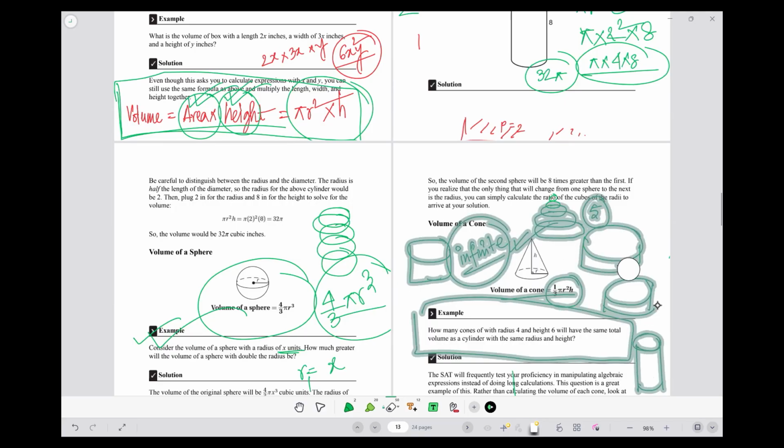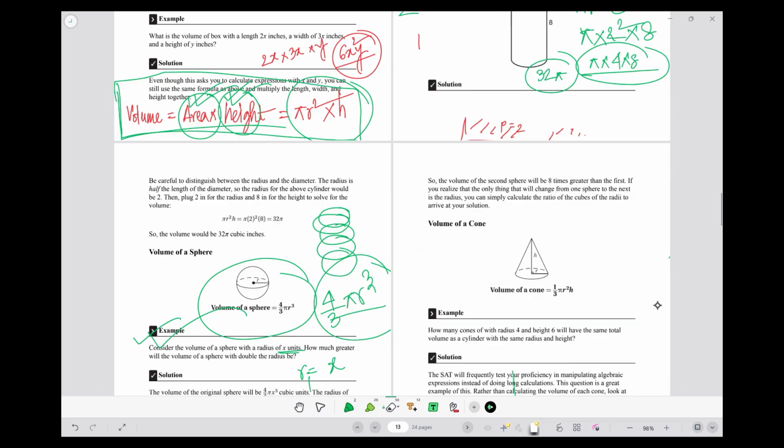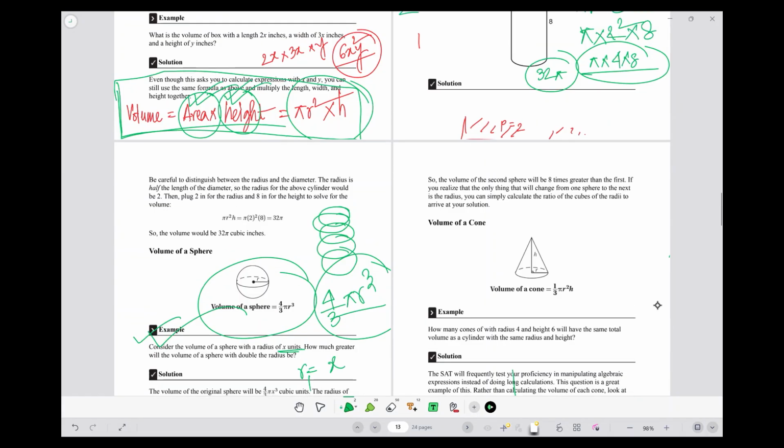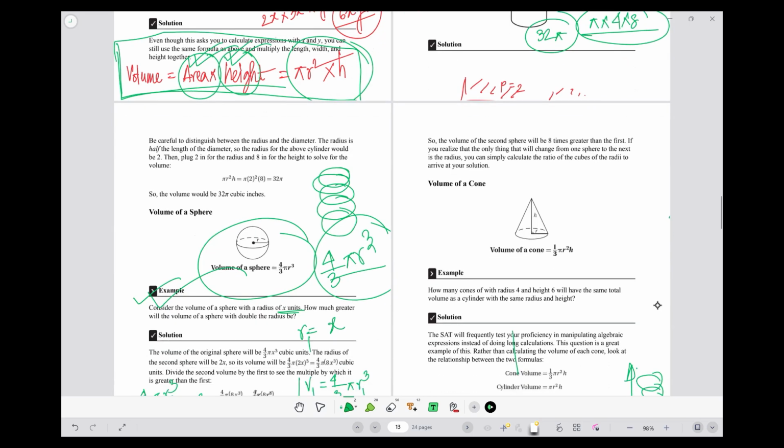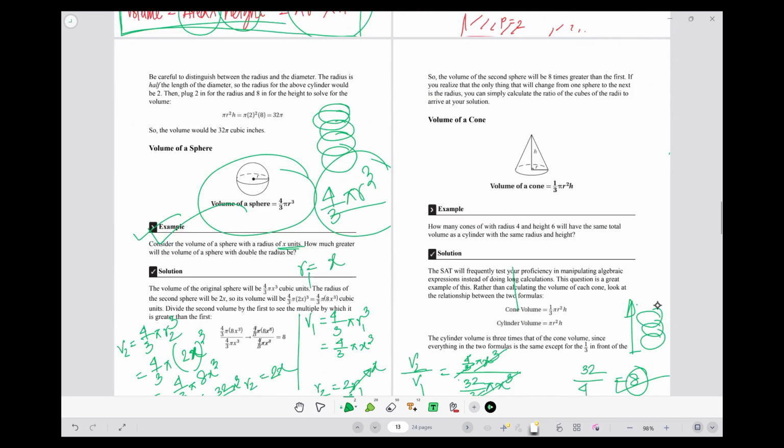You can put two different equations, one for a cone, one for a cylinder. Yeah, you can use two different equations, and then plug the radius 4 and the height 6 in. Yeah, that's it. How many cones with radius 4 and height 6 will have the same total volume?